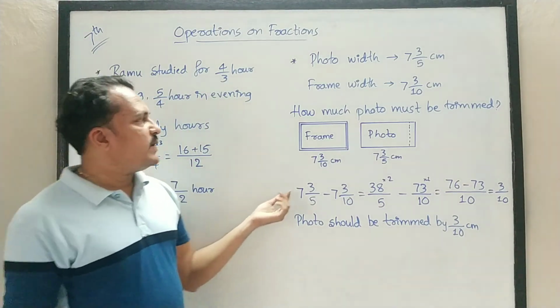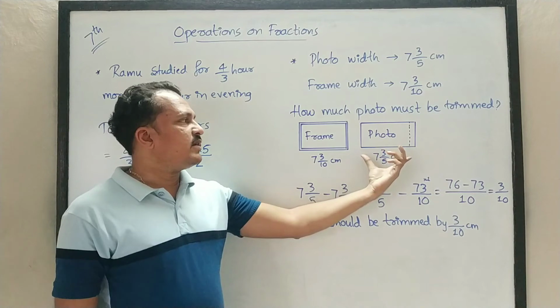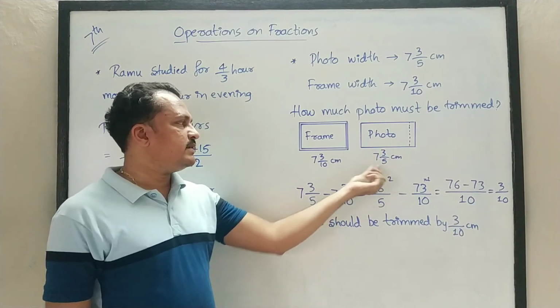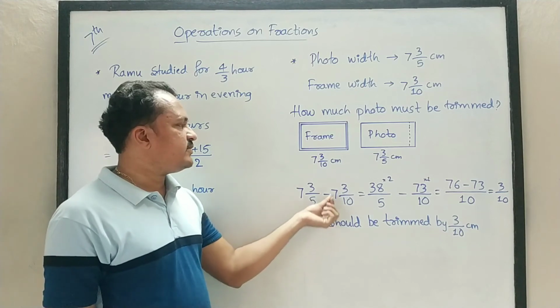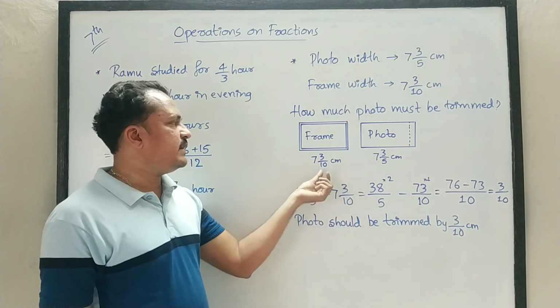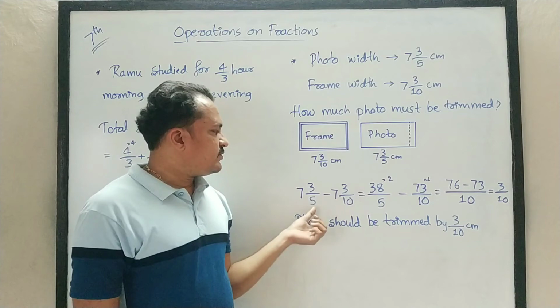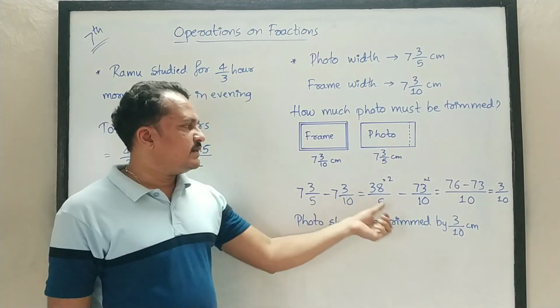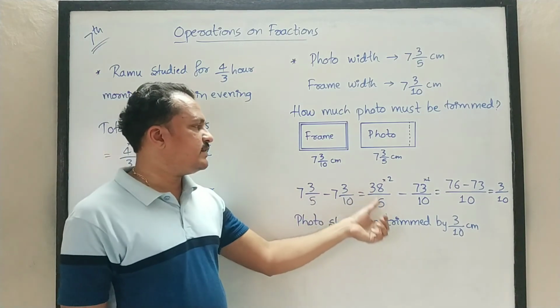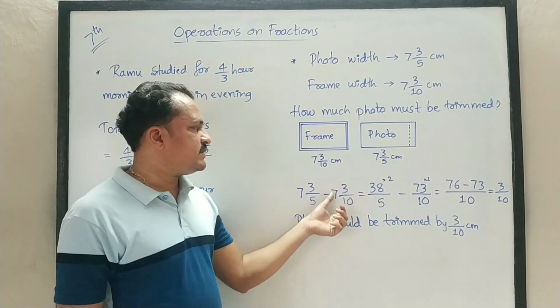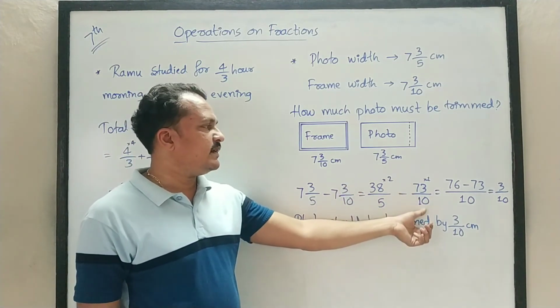Very simple. The photo is having more length. That is why this one is bigger, that is why we are writing this one first. 7 integer 3 by 5 minus 7 integer 3 by 10 here. So convert these mixed fractions into improper. 7 5s are 35 plus 3, that is 38 by 5. 10 into 7 is 70 plus 3, 73 by 10 here.